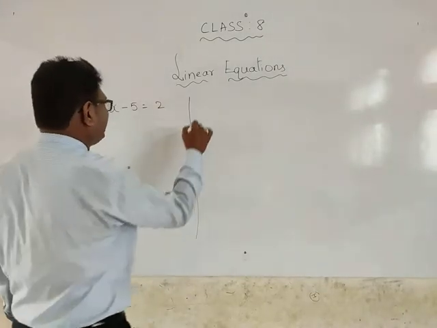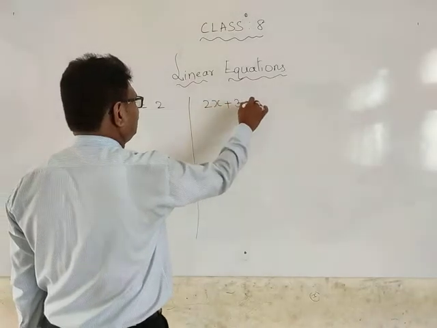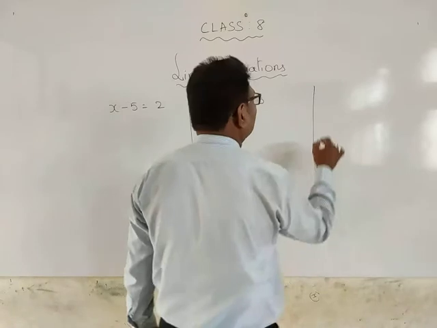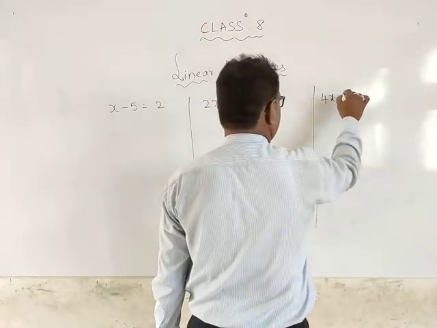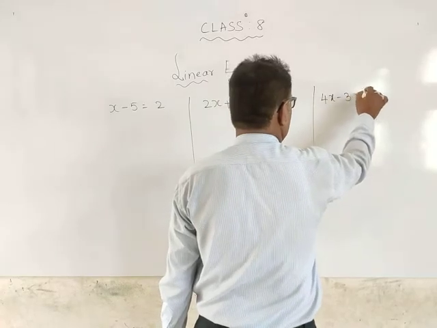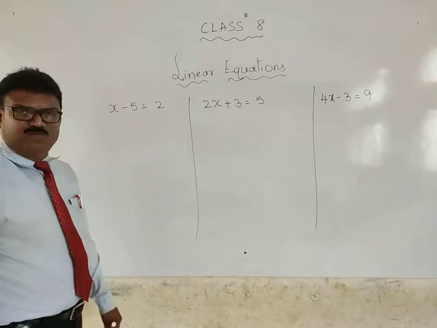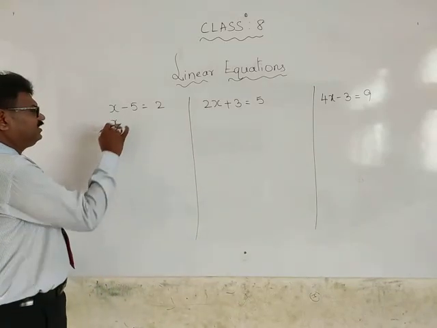One problem. Second problem: 2x plus 3 is equal to 5. One more problem: 4x minus 3 is equal to 9. Now we will solve the problems one by one, in a very simple way. Okay? Now the first one, x as it is.